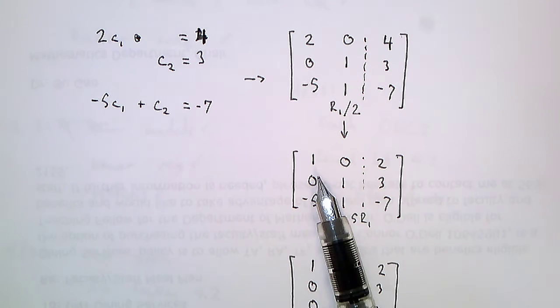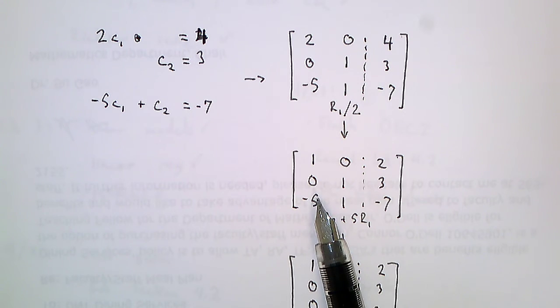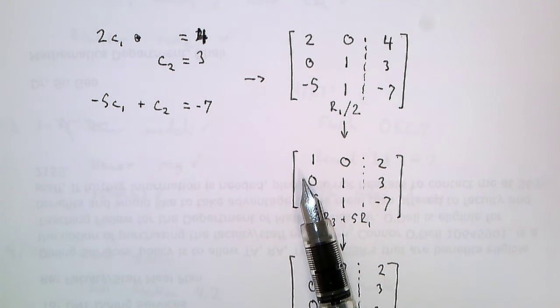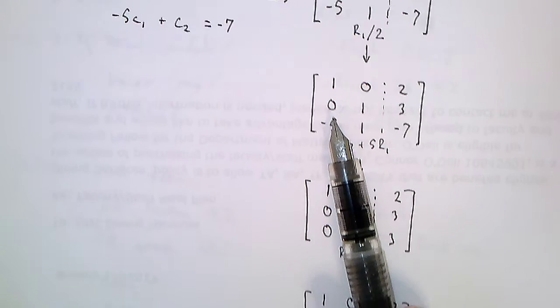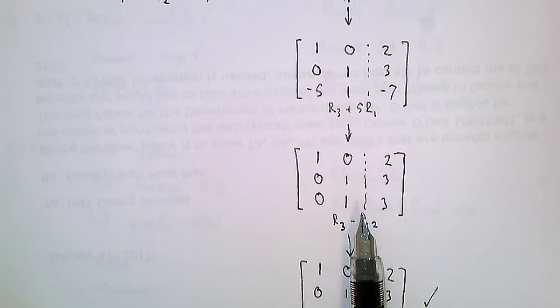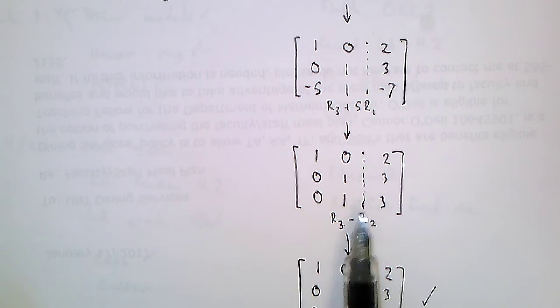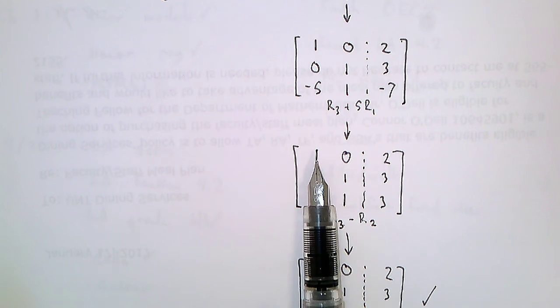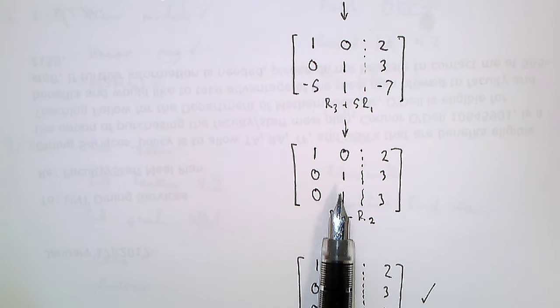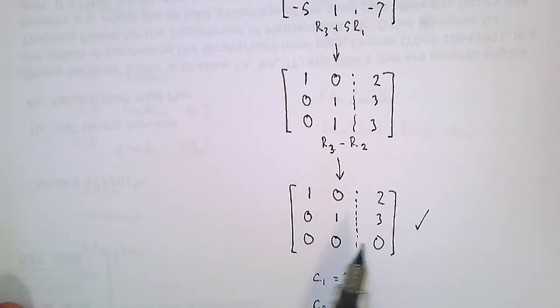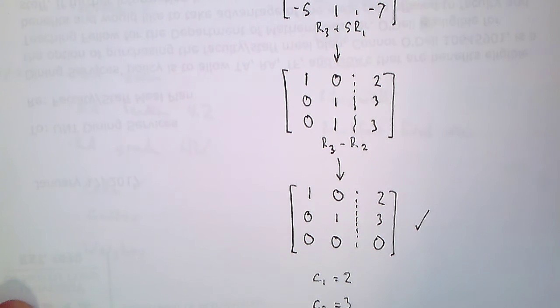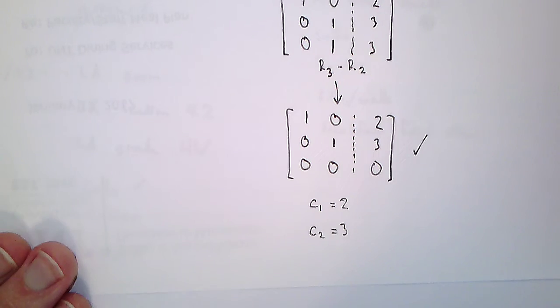Now we need to clear out the first column, so we'll have to take row 3 and add 5 times row 1 to eliminate the minus 5. And after you do that, you now have this third augmented matrix. And the only thing left to do, since we already have 1s here and here, is to eliminate this 1 on the third row. And to do that, we'll just subtract row 2. And this is the final step of row reduction, since we have a reduced row echelon form matrix.